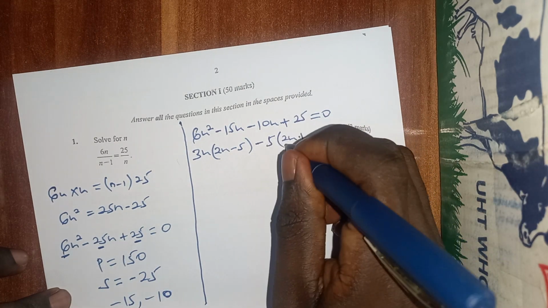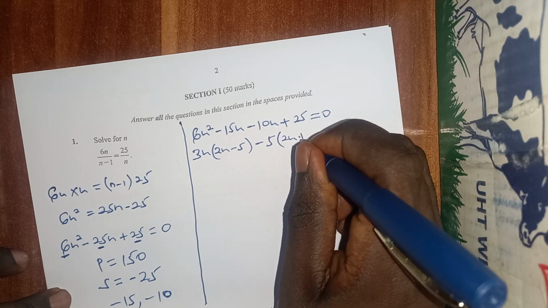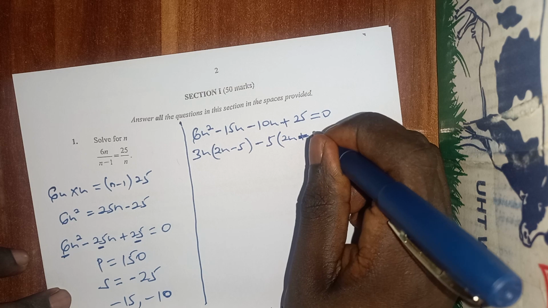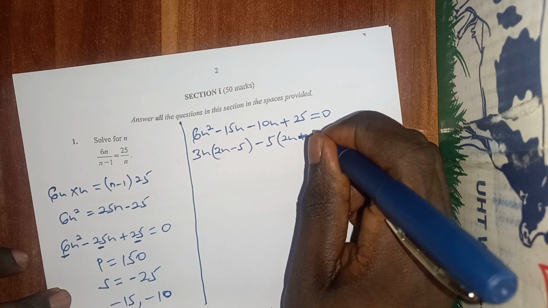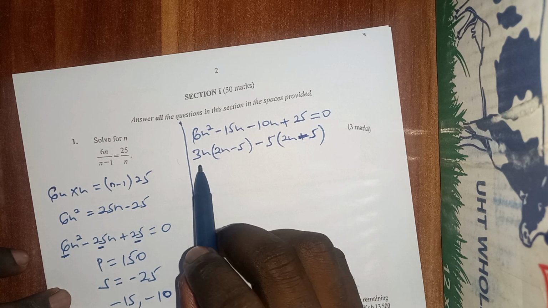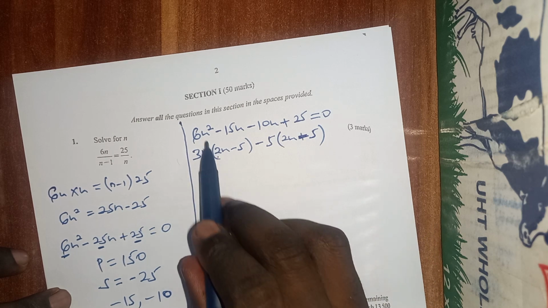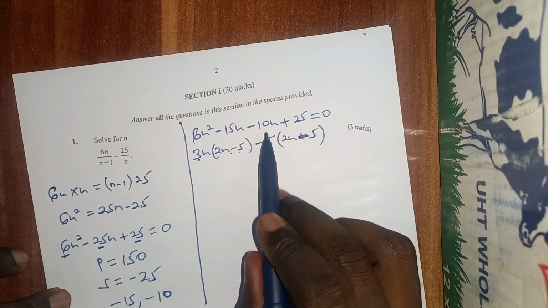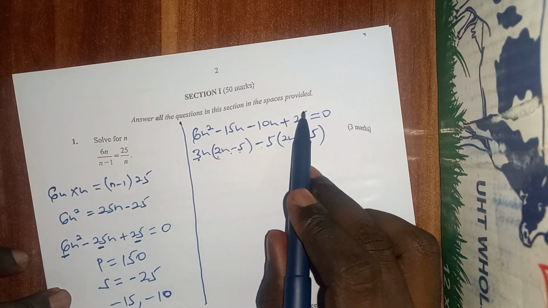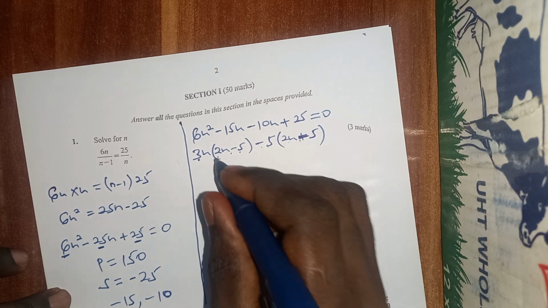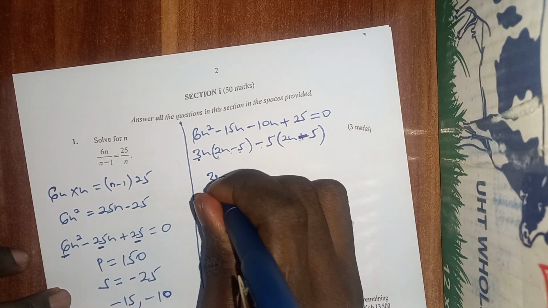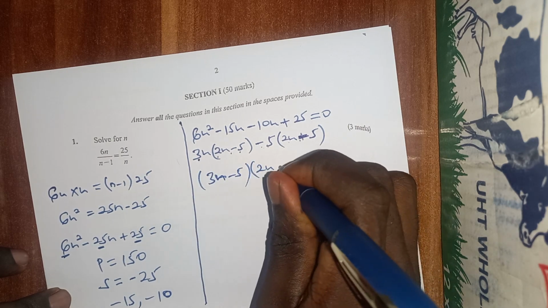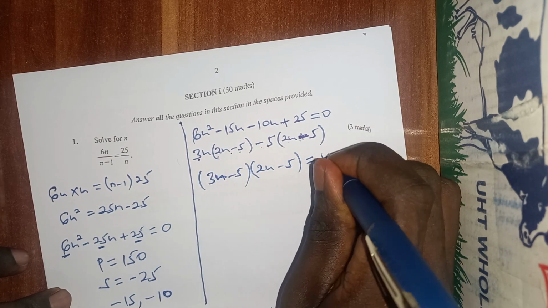So we have negative 2n, then we put a negative 5, and we close it. When you multiply this, it's going to be 6n squared minus 15n minus 10n plus 25. So it's okay. We say 3n minus 5, 2n minus 5 is equal to 0.